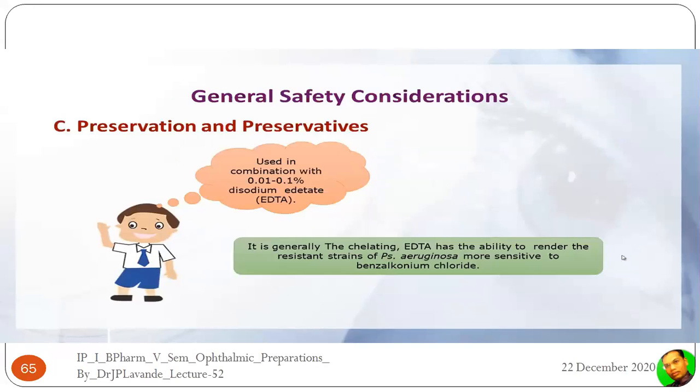Generally, EDTA, that is disodium edetate, at 0.01 to 0.1% concentration, is used along with benzalkonium chloride at 0.01%. EDTA is the chelating agent. So this combination is going to be used, and it will act synergistically.